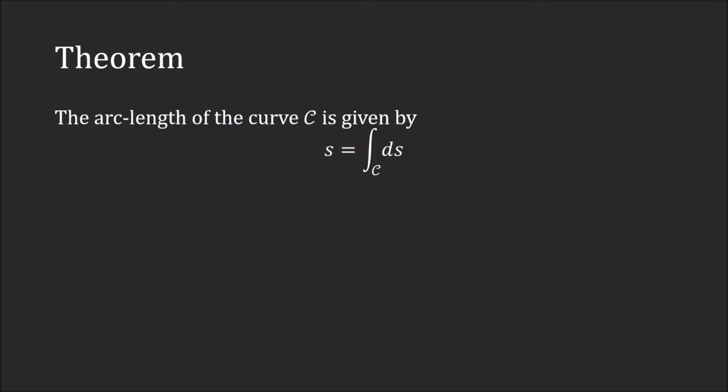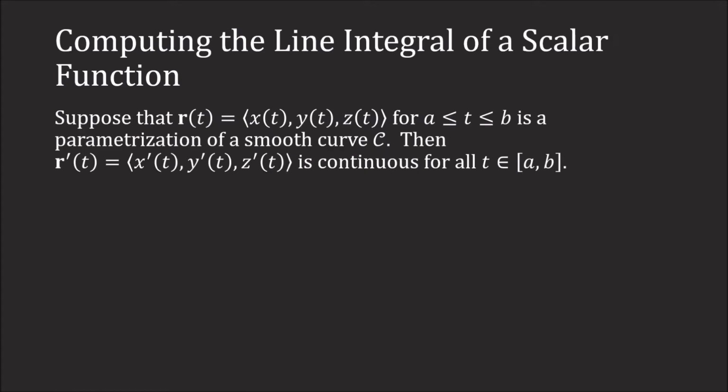So we want to find a way to compute a line integral. So suppose that r of t is x of t, y of t, z of t for a less than or equal to t less than or equal to b is a parameterization of a smooth curve C. Then r prime of t, which is x prime of t, y prime of t, z prime of t, is continuous for all t in a to b.